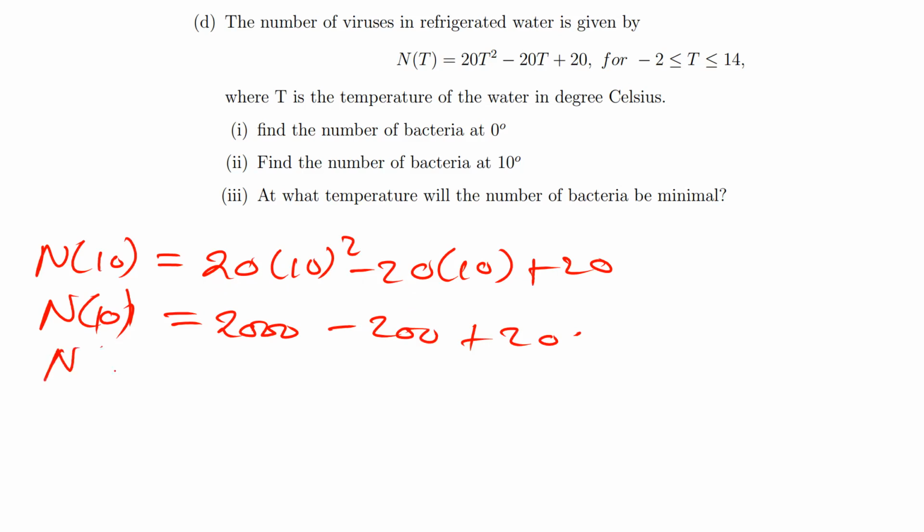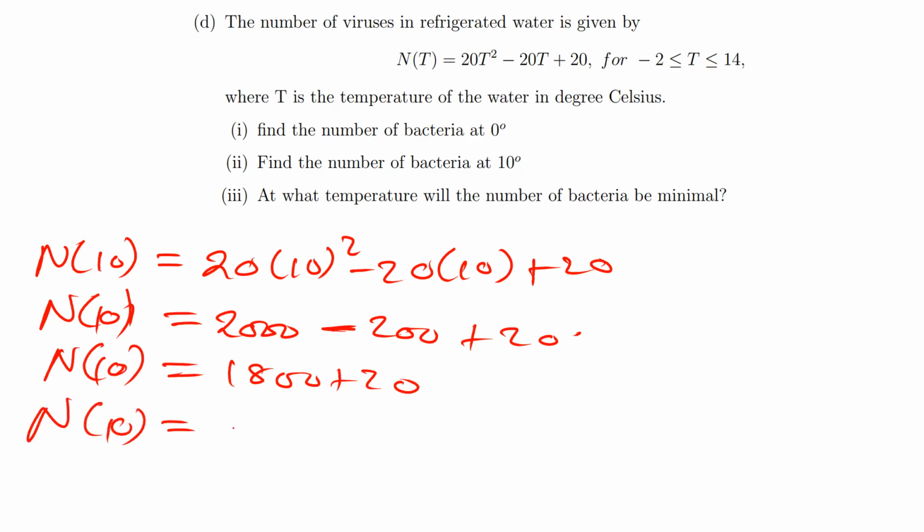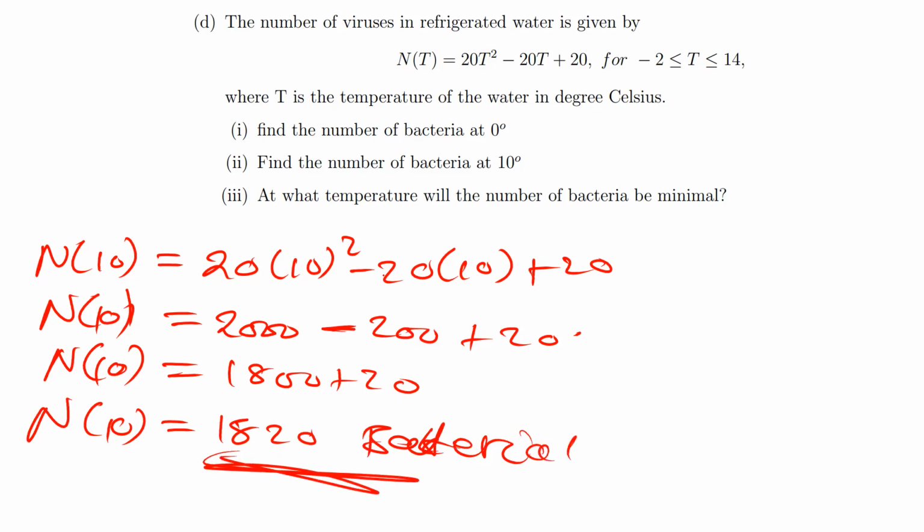So N of 10 is equal to 2000 minus 200, that is 1800, plus 20. That gives us 1820 bacteria. So functions are very simple.